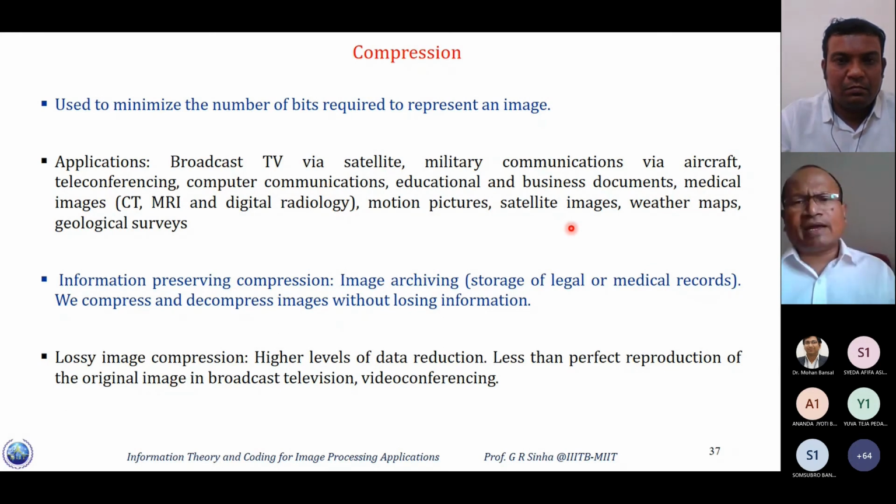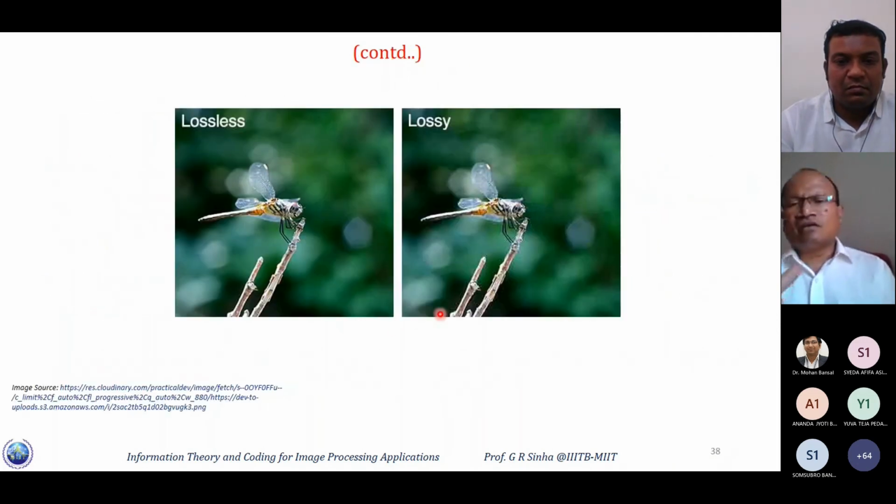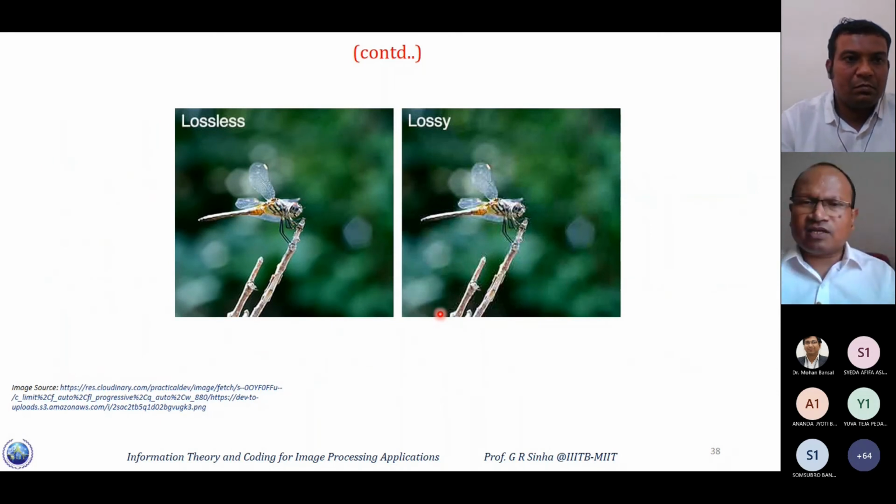Otherwise your system will hang and the communication time will be so high that it will not reach and serve the purpose. So the lossy image compression, I think I have already given the description. There are two types of compression, lossless and lossy. Most of the compressions are lossy. You cannot avoid the loss of information from the signal.